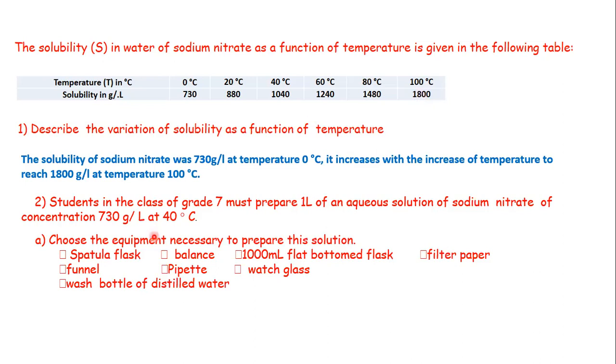Okay, to prepare this solution, we need a 1000 milliliter flat bottom flask. We need a balance to take the mass. We need a spatula in order to stir the solution. We need a pipette and a wash bottle of distilled water in order to use distilled water.